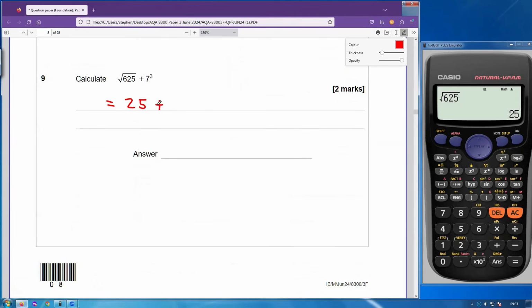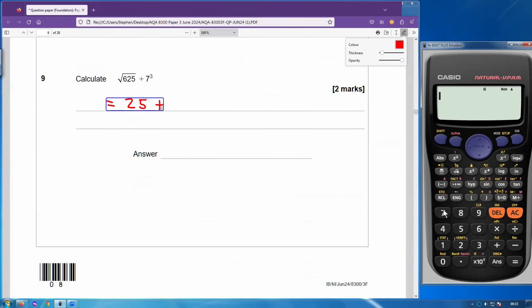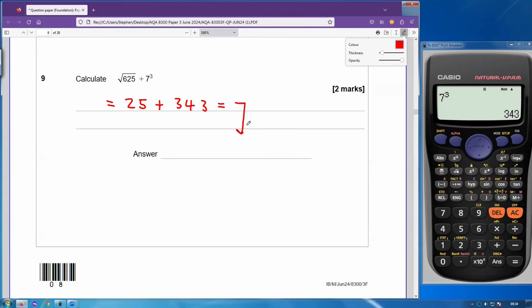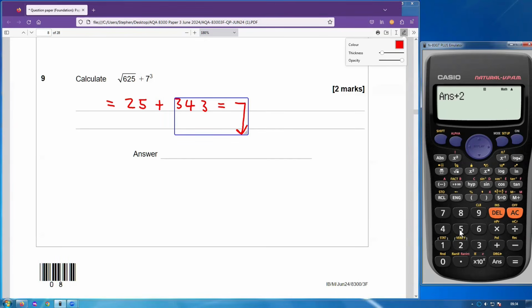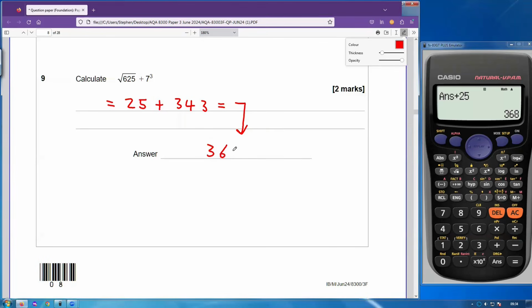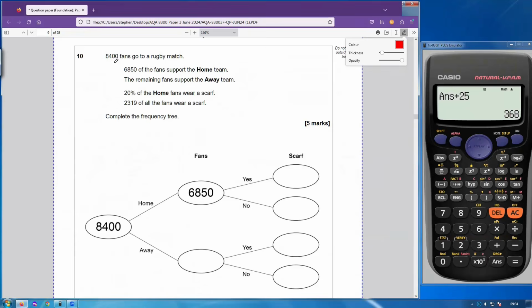Plus, and we'll do the 7 cubed separately. Do 7 cubed like this. Should do 7 cubed, which is there. And put our answer down here. So now let's add the 25. 368. Bit of overkill, but never mind.